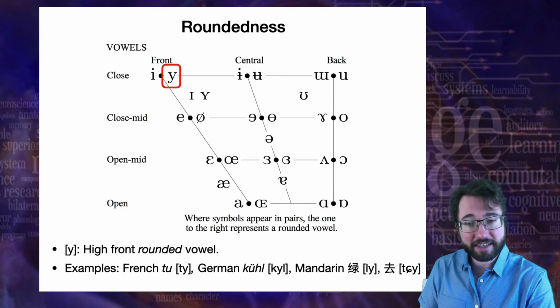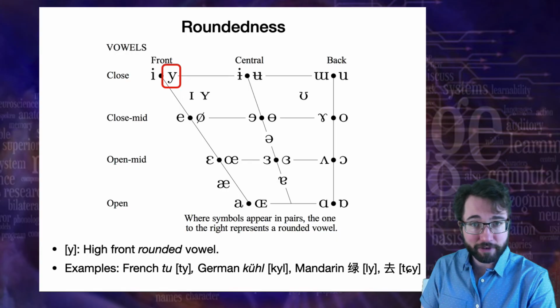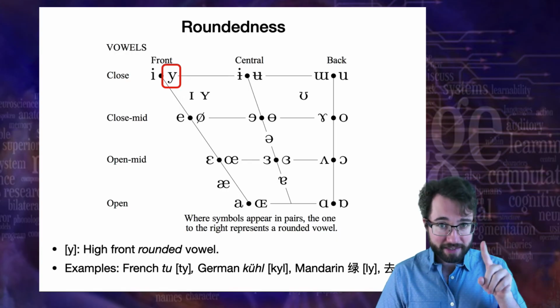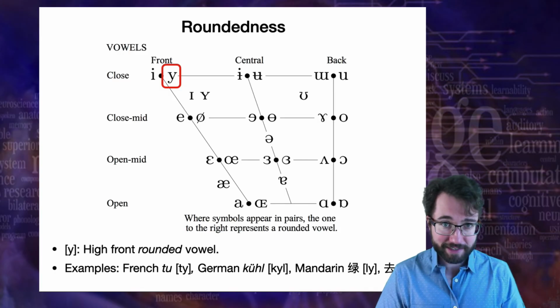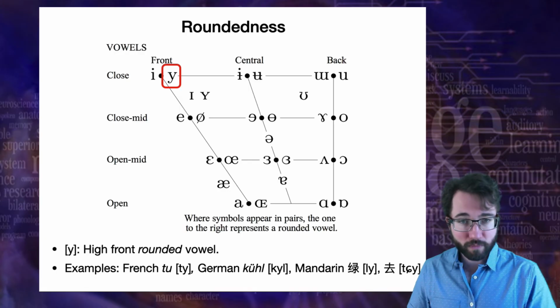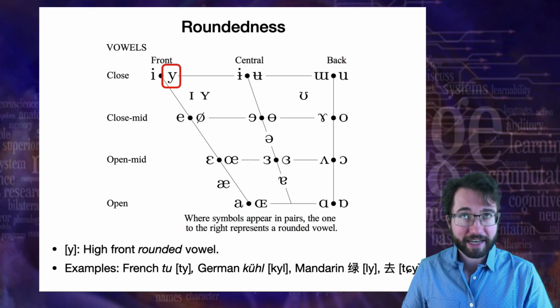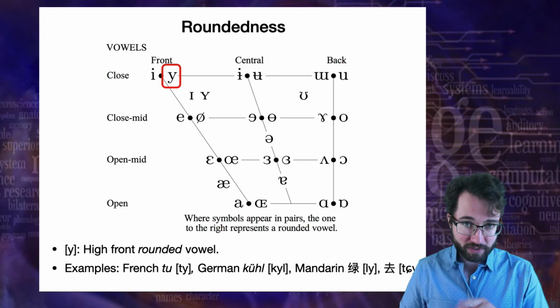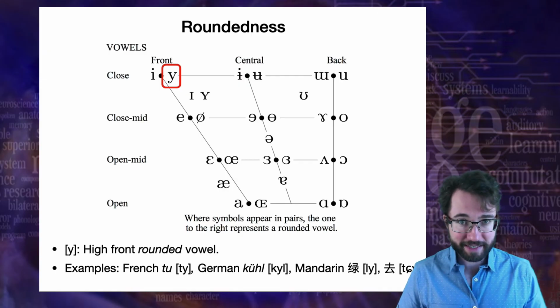In Mandarin Chinese, words like lü and chü, which mean green and the verb to go, those again have the high front rounded vowel. This is often spelled in different languages as a U with dots over it. Sometimes it's also spelled with a Y in some languages. In fact, this Y comes from the fact that in the Greek language, the letter upsilon, which looked like a Y, spelled this sound.